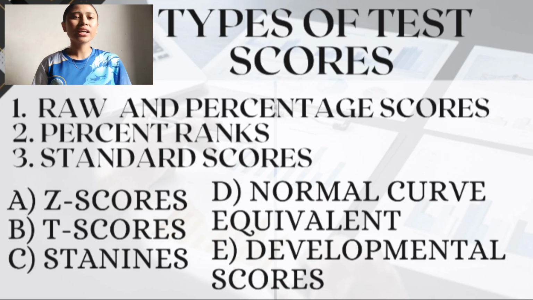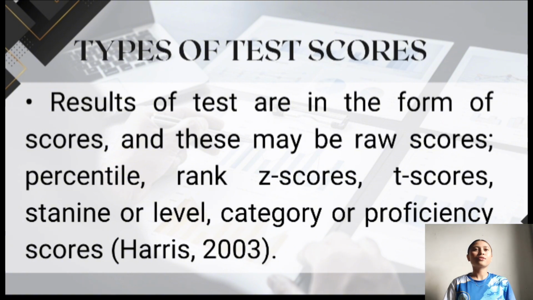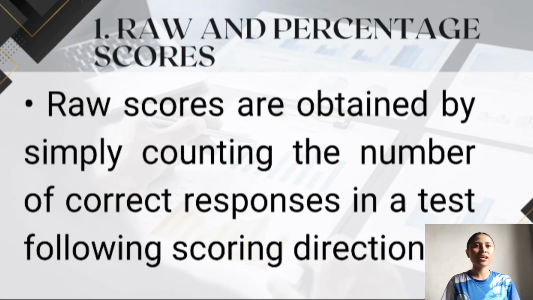According to Harris in 2003, results of tests are in the form of scores, and these may be raw scores, percentile rank, Z-scores, T-scores, stanines or level, category or proficiency scores. The first type of test scores is the raw and percentage score. So what are these raw and percentage scores?